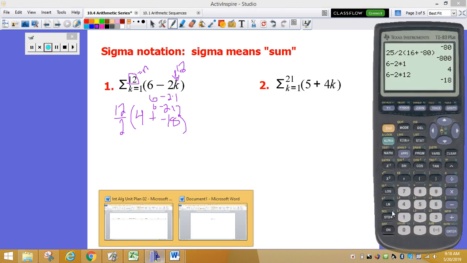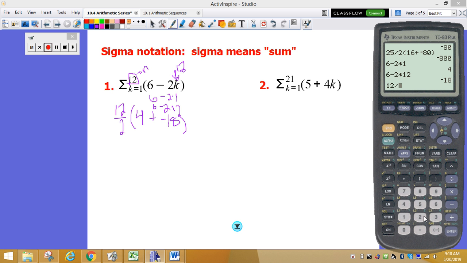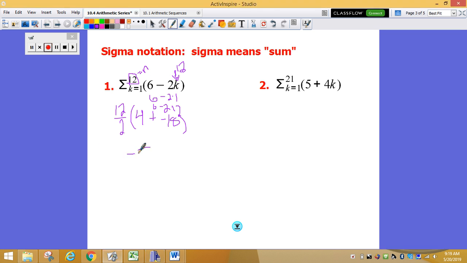And then let's just plug this in our calculator. 12 divided by 2, and in parentheses, I got 4 plus negative 18. So the sum of the first 12 terms is negative 84. All right, let's do another one that looks like this.